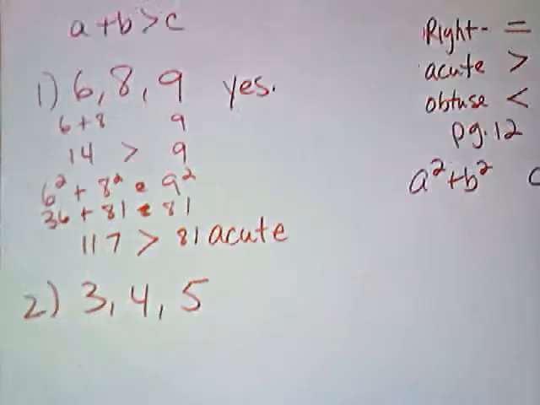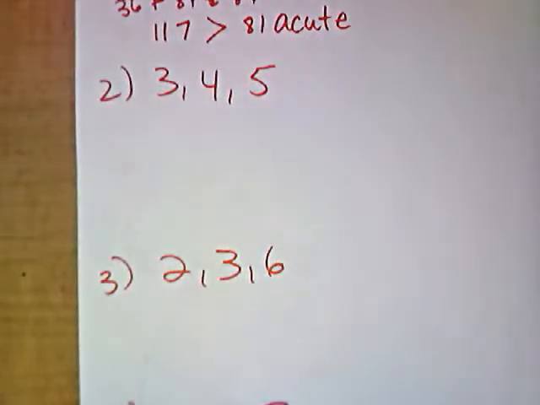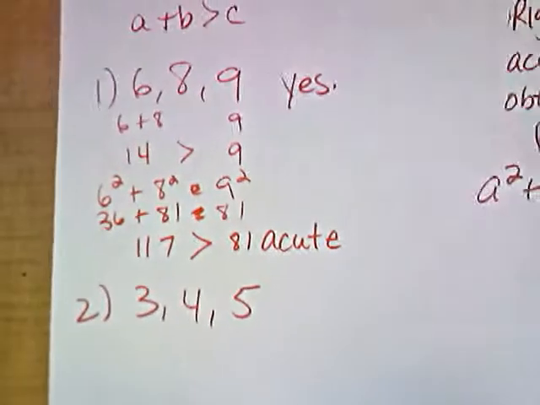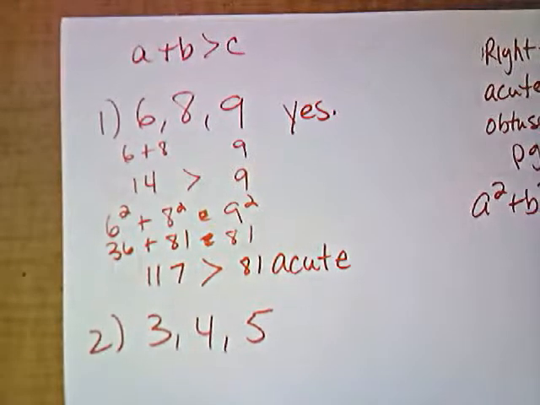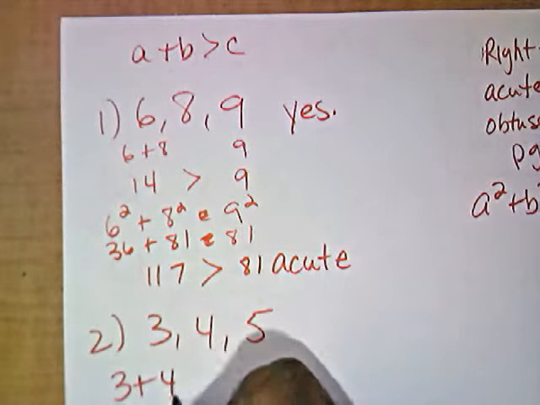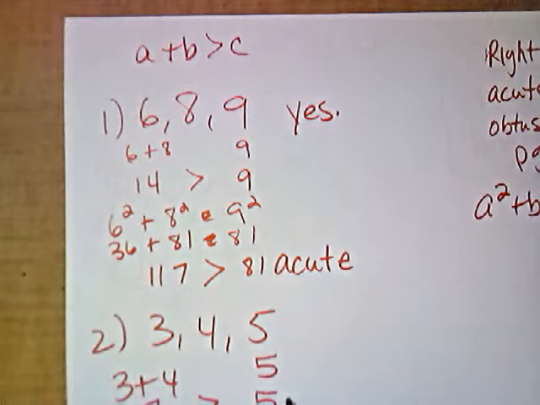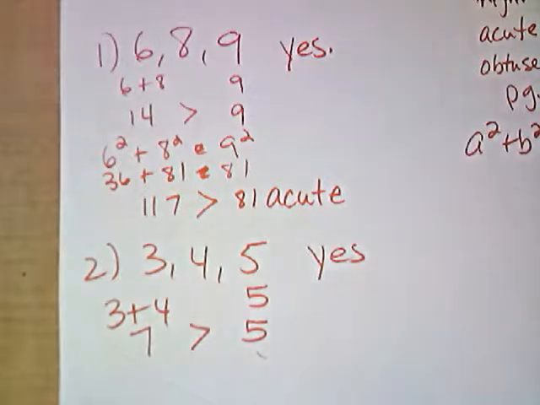Okay? Now you try the next three on your own. Here's the first one, the second one, and the third one. And then what I'm going to do is I'm going to just start solving them here. You put it on pause, you solve them on your own. First, I'm going to ask, can it be a triangle? 3 plus 4 and 5, 7 and 5. 7 is greater than 5, so yes. Yes, this can be a triangle.